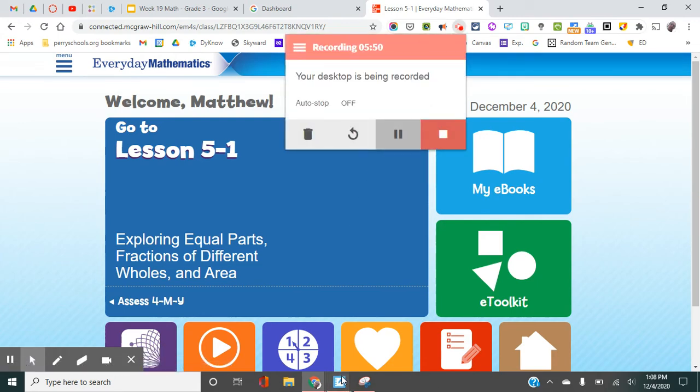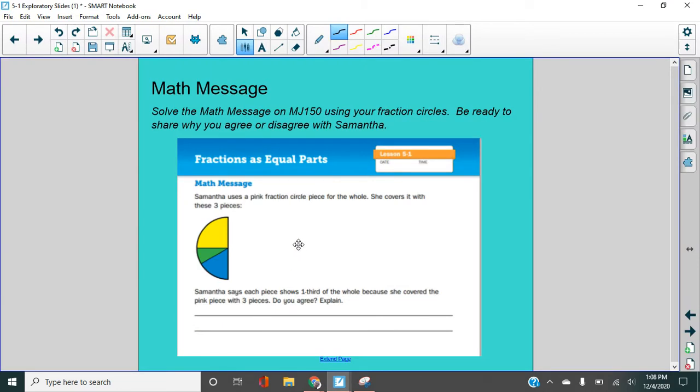Sorry for the pause there. So you can see that if she has these 3 pieces, this has the same problem that our first problem had. These are not equal pieces. So let's write that down here at the bottom.